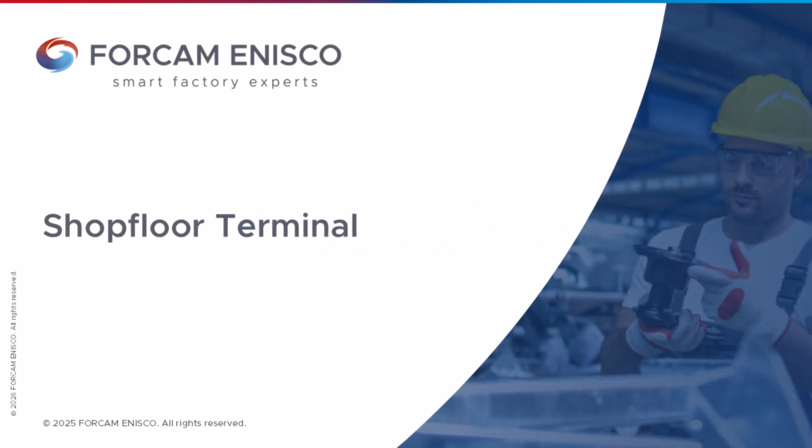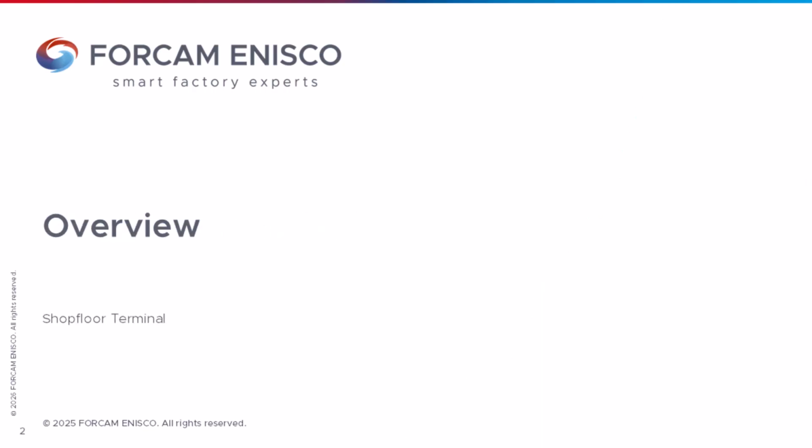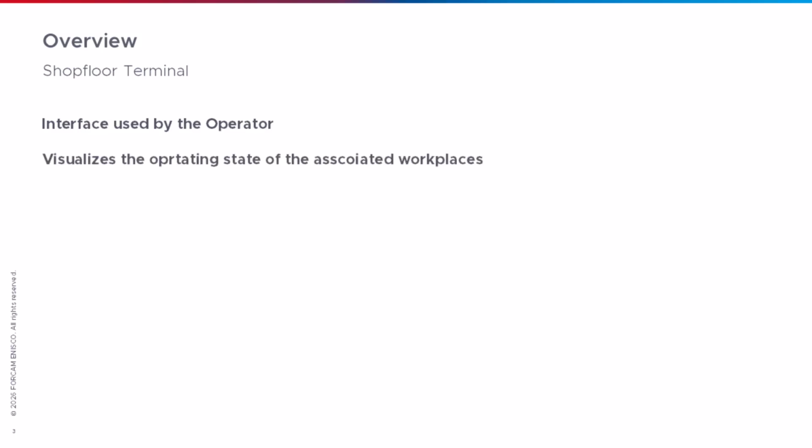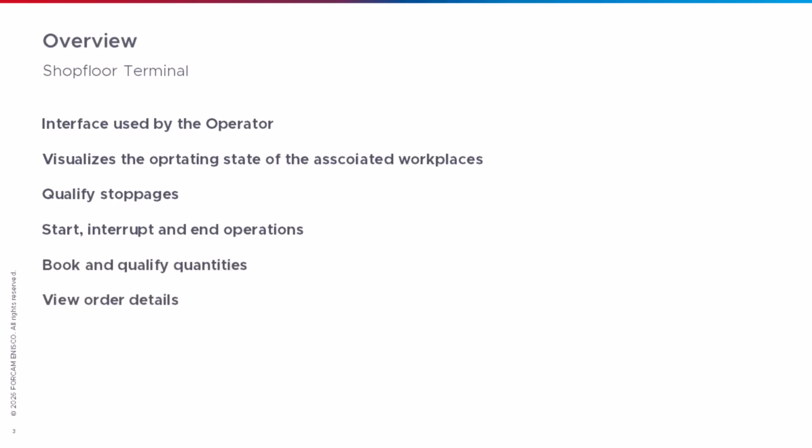Shopfloor terminal. Overview. The Shopfloor terminal is the interface that is used by the operator. It visualizes the operating states and the associated workplaces, and lets you qualify stoppage reasons in one central entity. Operations can be started, interrupted and ended here. Quantities can be entered and order details are displayed.